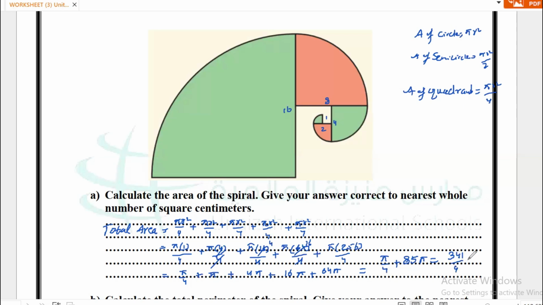341 over 4 pi. Or we can say, what does this come to? Multiply by pi. It gives us 267.8. So we are looking for an integer answer. So this is 268 centimeters squared. I hope it is clear.